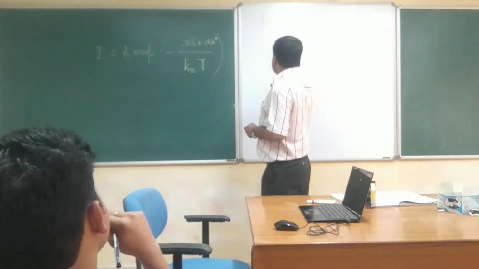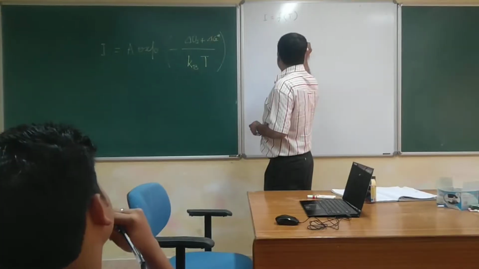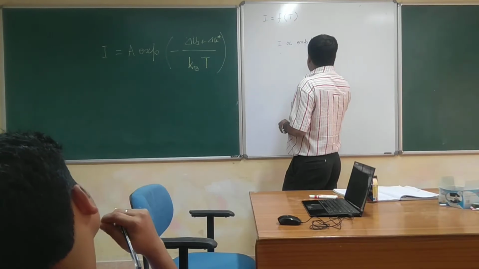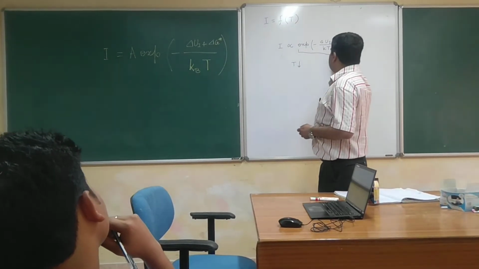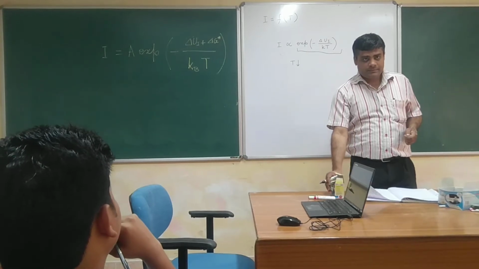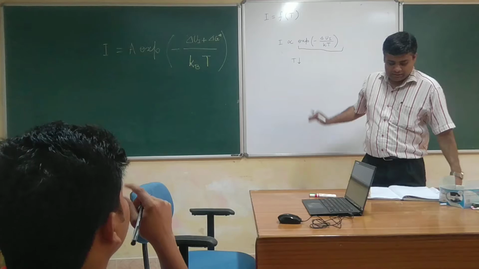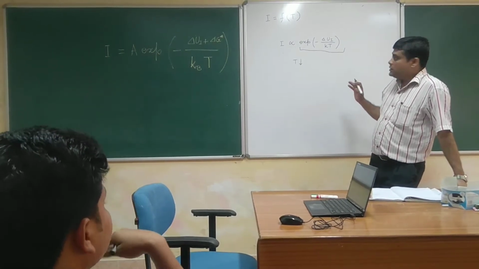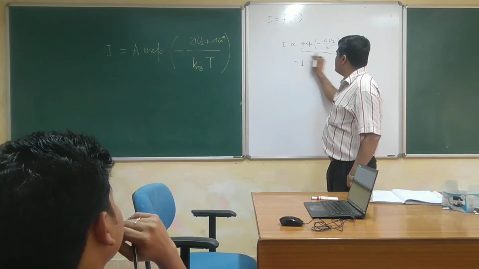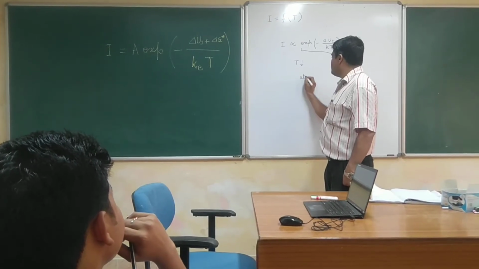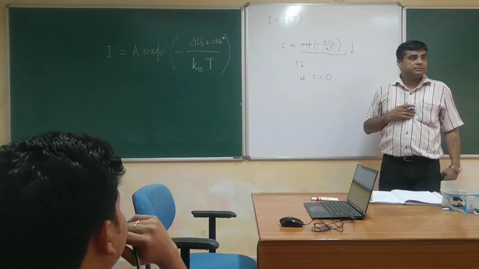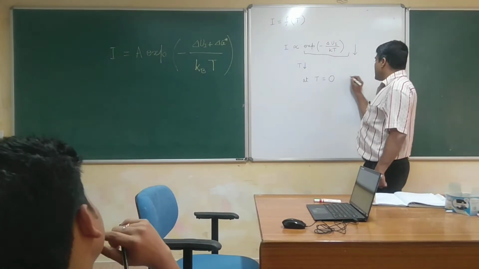Then this I being proportional to exponential minus delta UI over kT, as temperature goes down, this whole term will come down, and at T equal to 0, absolute zero temperature, this will become 0. So your I becomes 0.